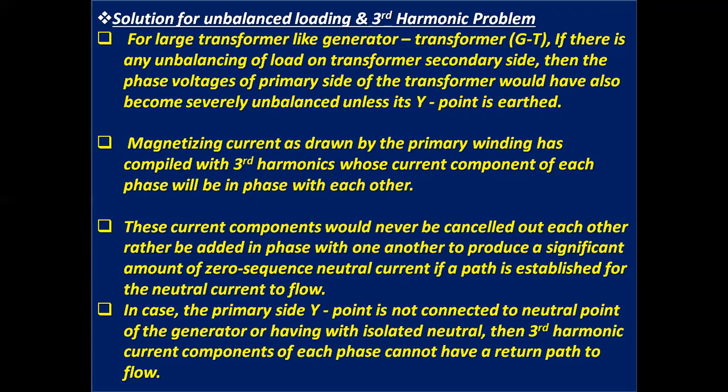In case the primary side star point is not connected to the neutral point of the generator, that is, having an isolated neutral, then the third harmonic current components of each phase cannot have a return path to flow. Again, I repeat, in case the primary side star point is not connected to the neutral point of the generator, having an isolated neutral, then the third harmonic current components of each phase cannot have a return path to flow.